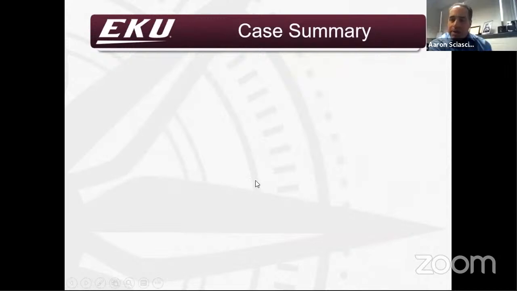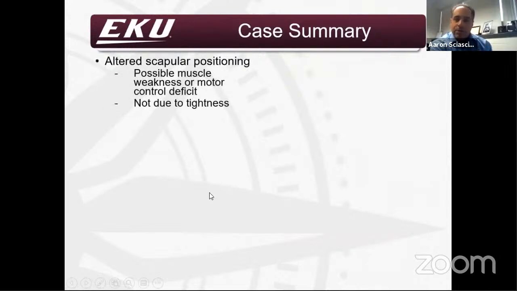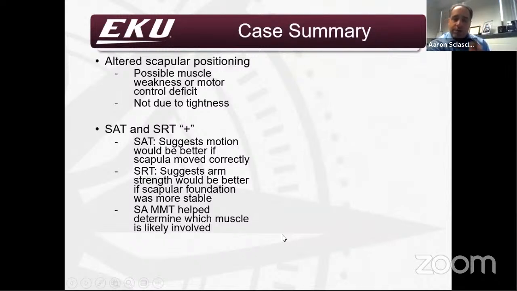So let's summarize everything I just pointed out to you. We found altered scapular positioning globally. So we're thinking this is muscle weakness, motor control, maybe a little bit of both. But we're not really finding signs of tightness, so that's not part of our concern right now. Two of our corrective maneuvers, the scapular assistance test and scapular retraction test, were both positive. The assistance test, you remember, she can move better with assistance as well as with less pain. And the scapular retraction test showed us that if we stabilize the scapula, the arm as a whole and its force output increases. And so that was confirmed that this is a muscle issue when we showed with that serratus anterior muscle test that it was clearly that particular muscle not doing its job.